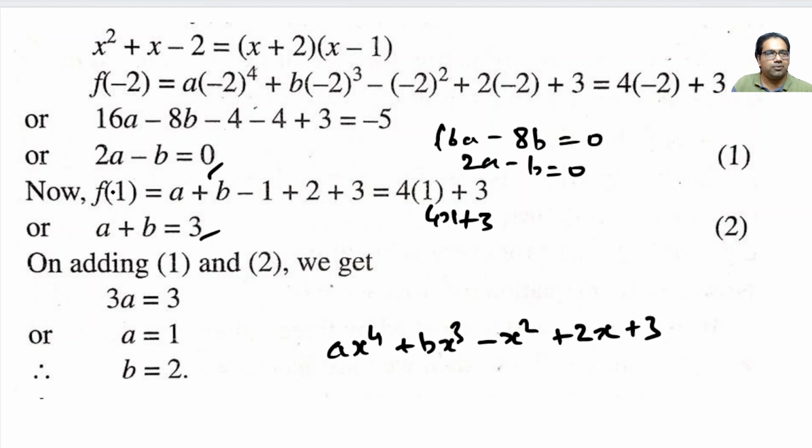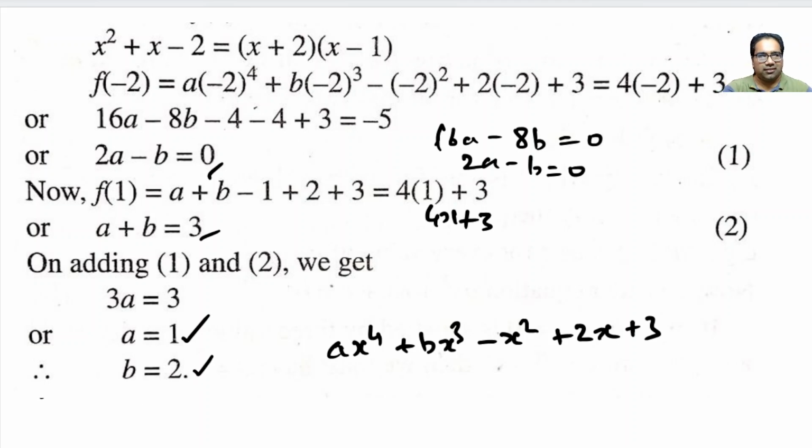What we will do? Let's add both of them. Then minus b plus b will cancel. 2a plus a is 3a. 3a equals 3 plus 0, which is 3. That means a equals 1. And a plus b equals 3, that means b equals 2. Right, guys? It's a simple problem.